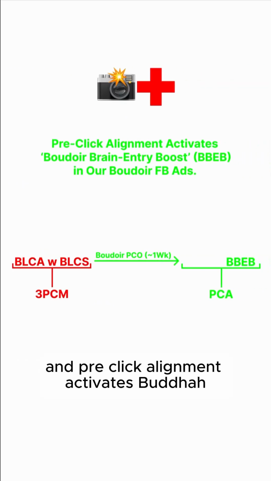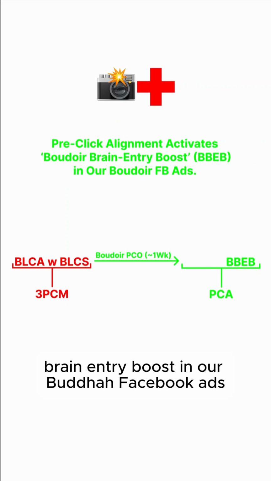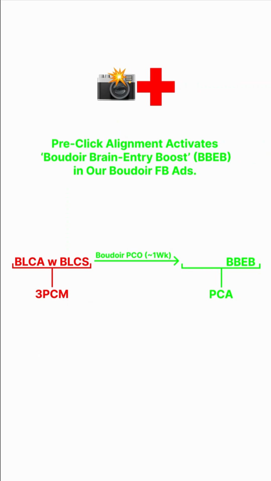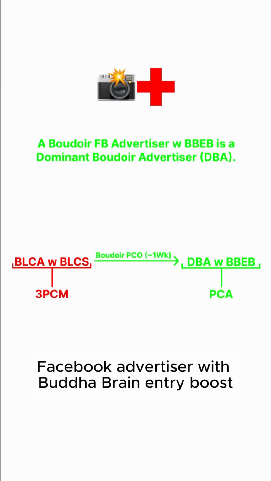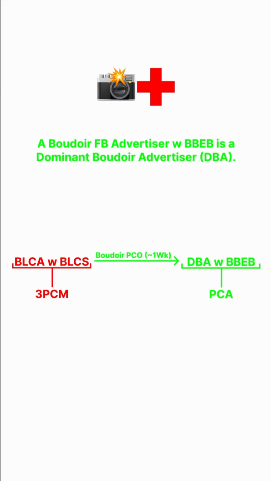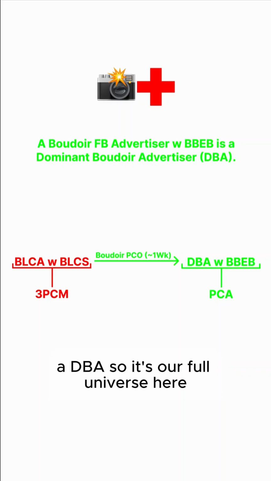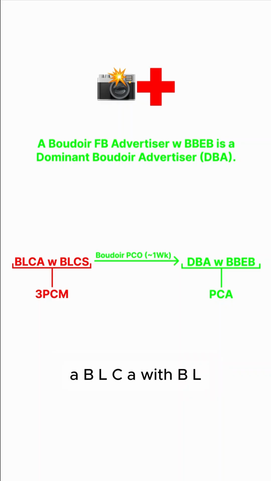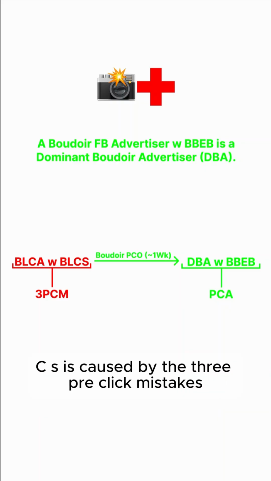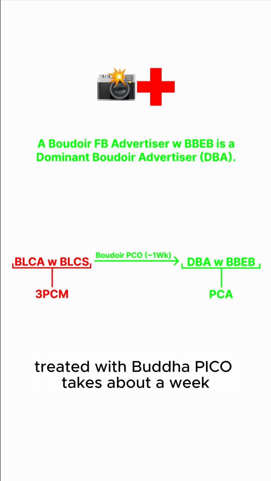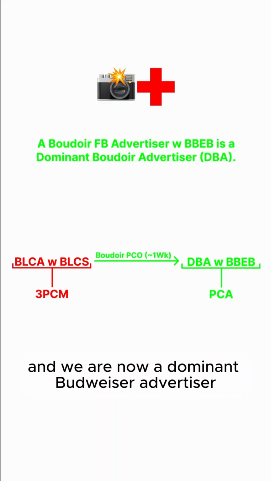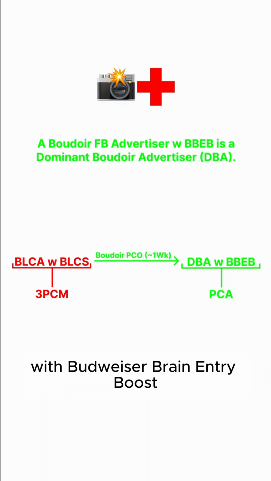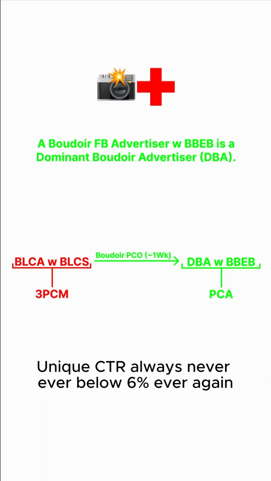And pre-click alignment activates Boudoir brain entry boost in our Boudoir Facebook ads. Basically, we've got the unique CTR all above 6%. And a Boudoir Facebook advertiser with Boudoir brain entry boost is a dominant Boudoir advertiser, a DBA. So it's our full universe here. A BLCA with BLCS is caused by the three pre-click mistakes, treated with Boudoir Pico, which takes about a week. We invented that. We achieved pre-click alignment, and we are now a dominant Boudoir advertiser with Boudoir brain entry boost. Unique CTR all never ever below 6% ever again.